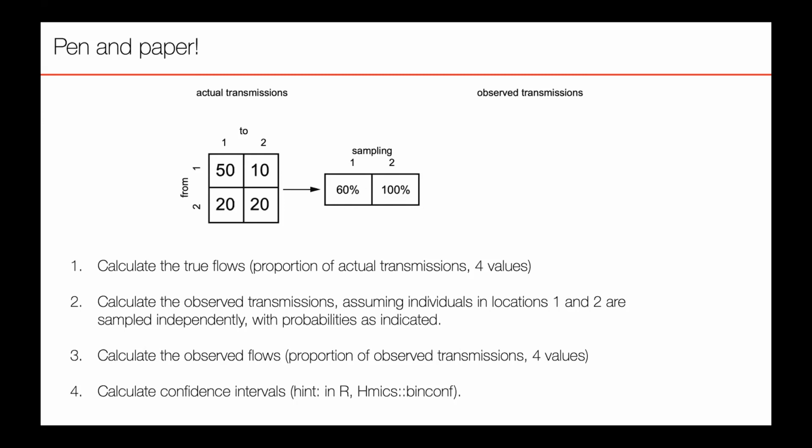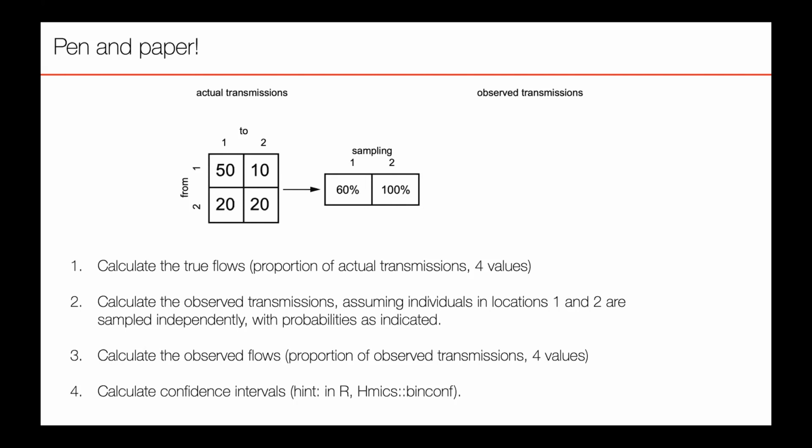we should get 60% of these 20. So from 2 to 1, we should see 12 of those. And then from 1 to 2, 60% of those, so 60% times 100% will give us 6. And then from 1 to 1, we're seeing 60% from 1 and 60% to 1, so 60% times 60% will give you 36%. And so 36% of 50 will give you 18.